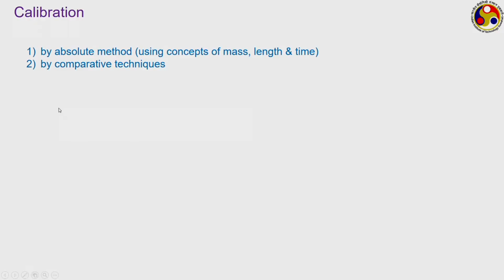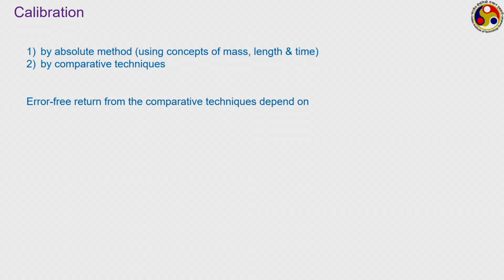And actually all the methods of calibration can be categorized into two parts. One is the absolute method, where we use the definition of the fundamental units, that is mass, length or time, or the general common one, the comparative techniques. In the comparative technique, we compare the vibration of the member that we are looking to analyze with some standard equipment, and their vibration levels are compared, from where we generally try to get a calibration.